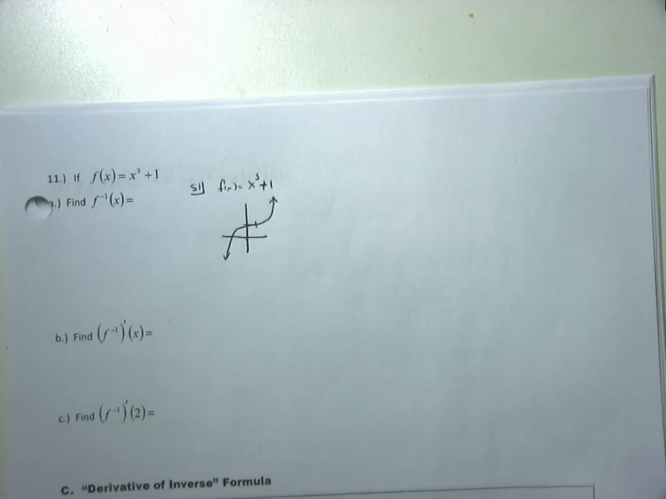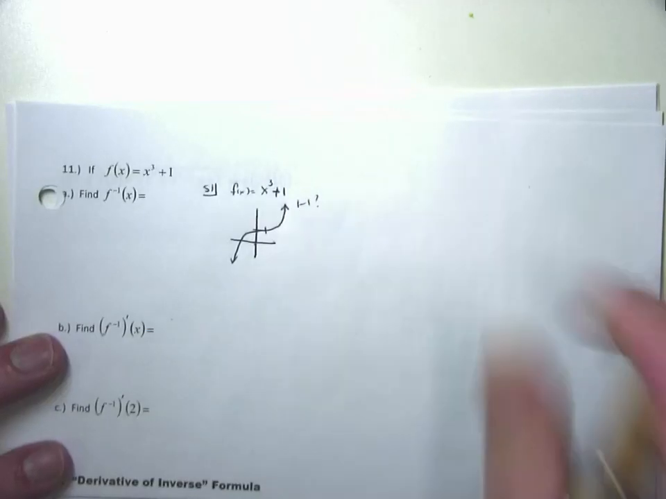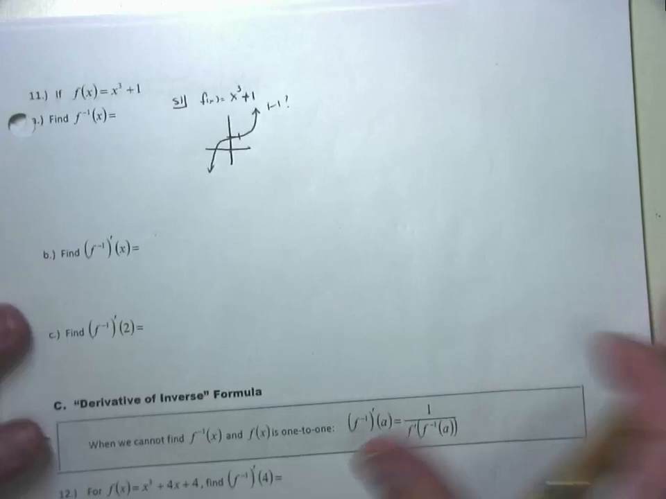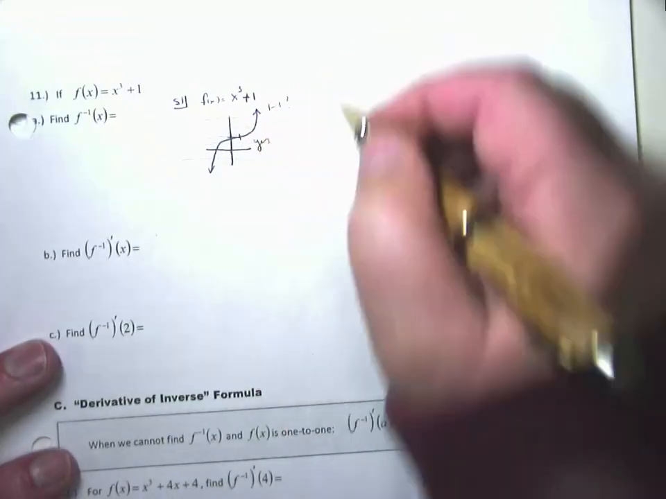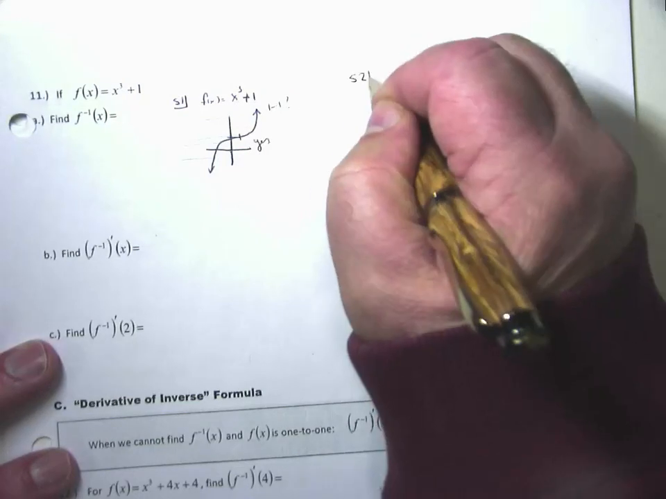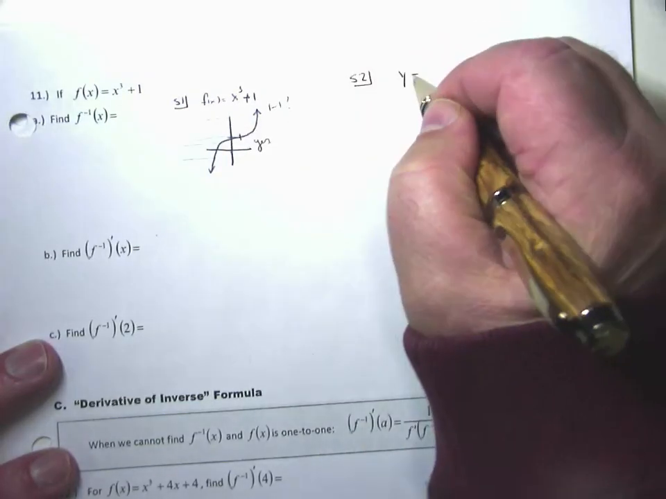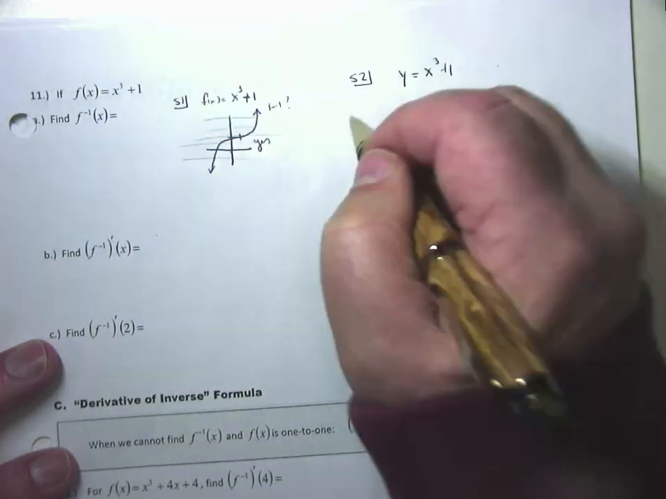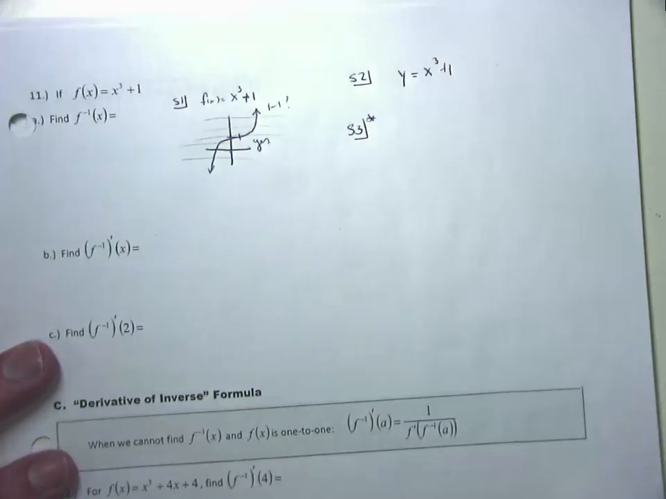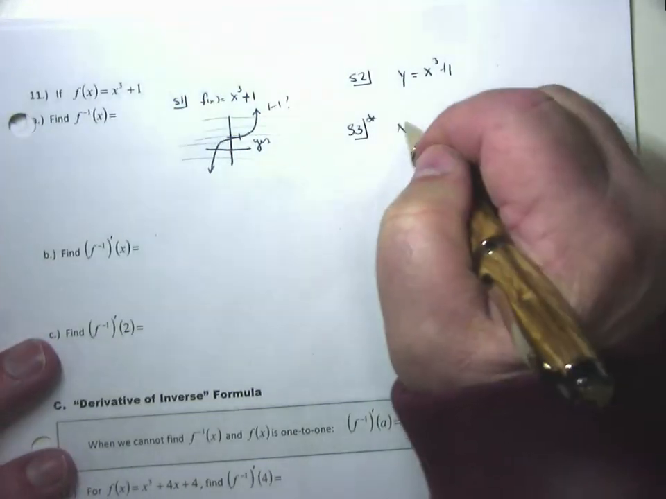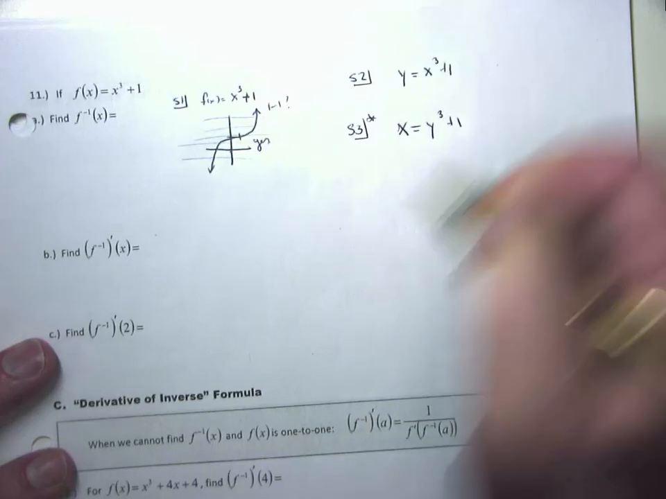Question though, is it 1 to 1? Well, any horizontal line will only intersect the graph at one spot. So the answer is yes. So we go to step number 2. Replace function with y. Y equals x cubed plus 1. Step number 3. This is your big inverse step. Switch the x and y coordinates. X equals y cubed plus 1.